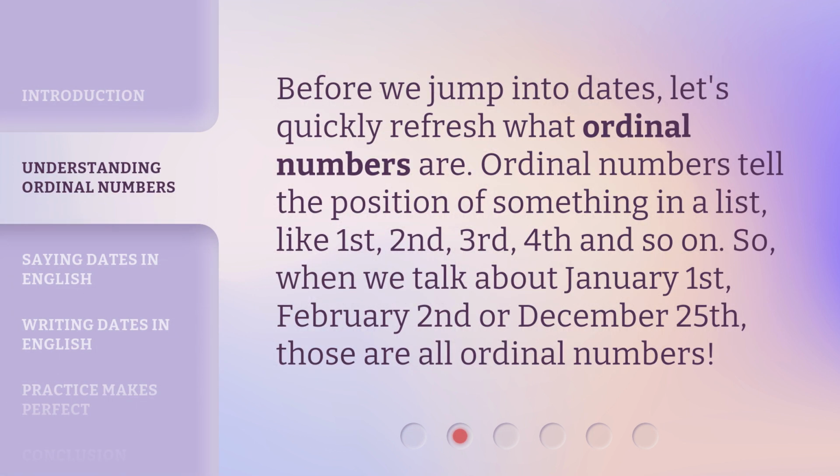Before we jump into dates, let's quickly refresh what ordinal numbers are. Ordinal numbers tell the position of something in a list, like first, second, third, fourth, and so on. So, when we talk about January 1st, February 2nd, or December 25th, those are all ordinal numbers.